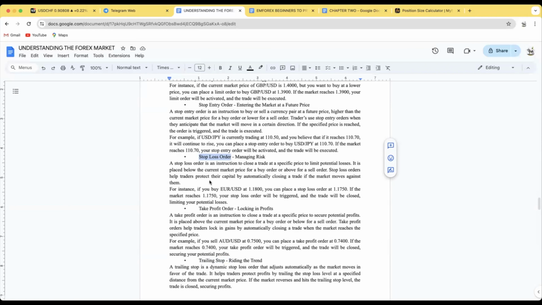So now, how do you go about it? Your stop loss order is an instruction to close a trade at a specific price to limit potential losses. It is placed below the current price for a buy order or above for a sell order. Stop loss orders help traders protect their capital by automatically closing a trade if the market moves against them.